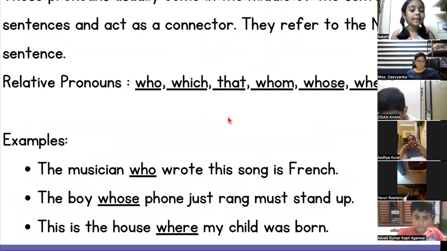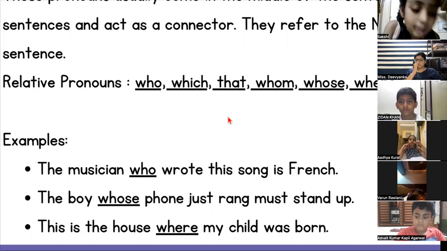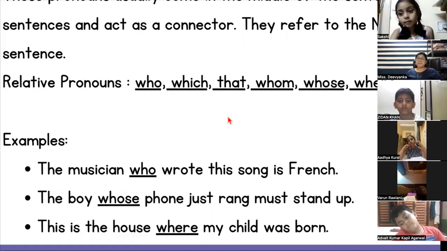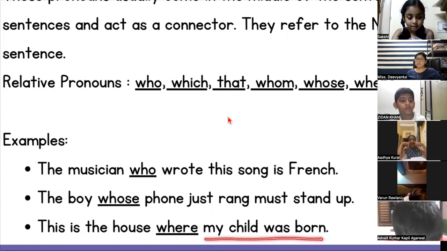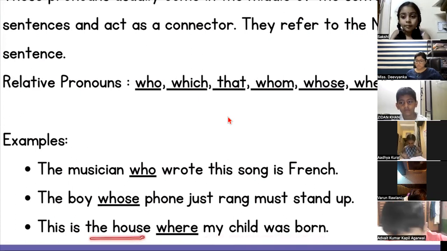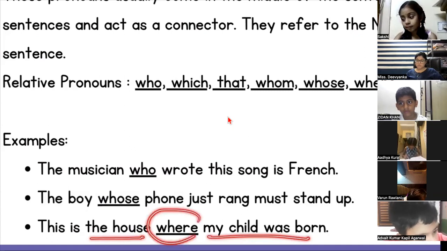Okay. This is the house where my child was born. In this case, what is the subject? Let's identify that first, the noun. Ma'am, the subject is this is the house. So the house is the subject, right? And what is the action that is happening? My child was born. Yes, so that person who is saying the sentence, his child was born in that house. Correct? And to connect the noun to the action, which word are we using?